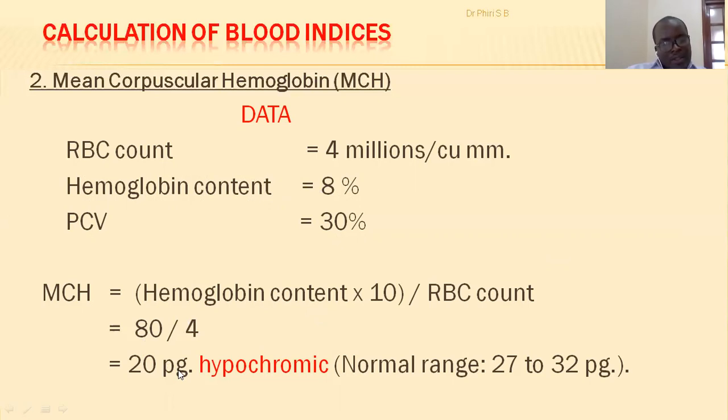20 picograms. So compare it to the normal. Is it increasing or decreasing, or is it within the normal range? The normal range is between 27 to 32 picograms. So if you have 20, it means that you have reduced MCH, right? If you have reduced MCH, then it means that your cells are hypochromic. You're looking at the color. The amount of hemoglobin in these red blood cells has decreased, so it will become hypochromic.